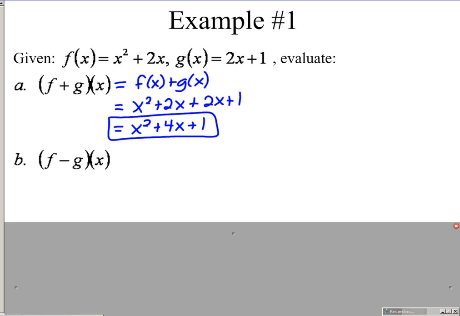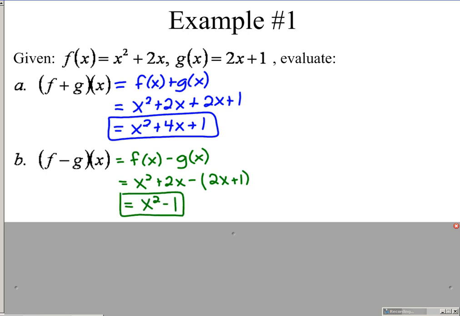F minus g of x. F of x minus g of x. So what do we need to do? Take f of x, which is x squared plus 2x, and now this is where you need to be careful. You're subtracting off all of g of x. So I'm subtracting off 2x plus 1. Like terms, the 2x's are going to cancel out, and we're just left with x squared minus 1 when we distribute that negative through.